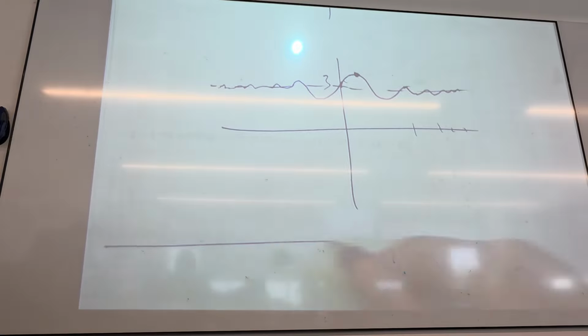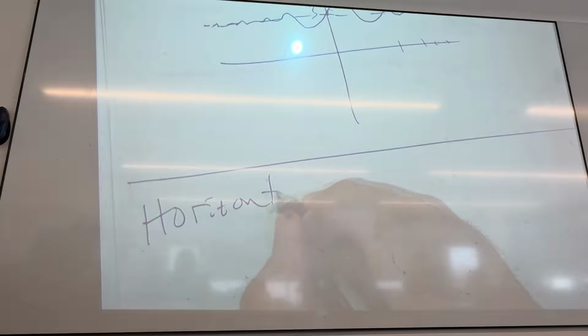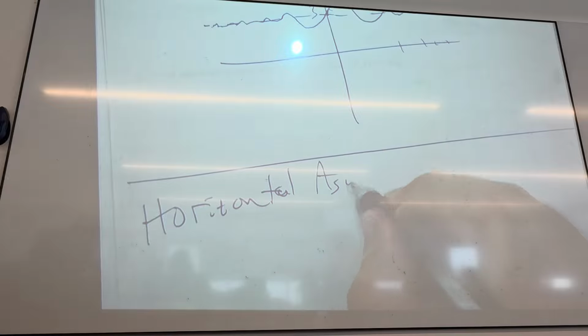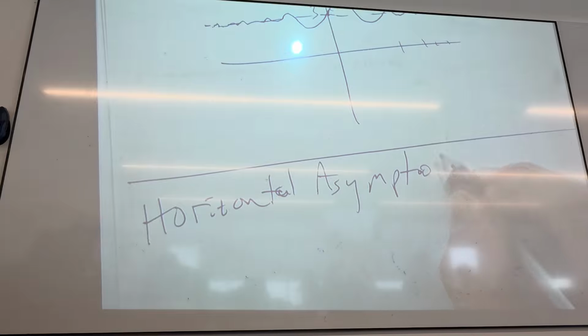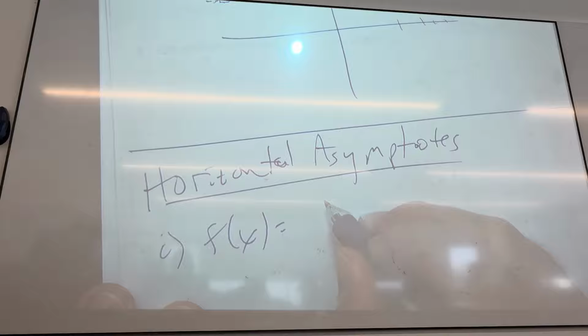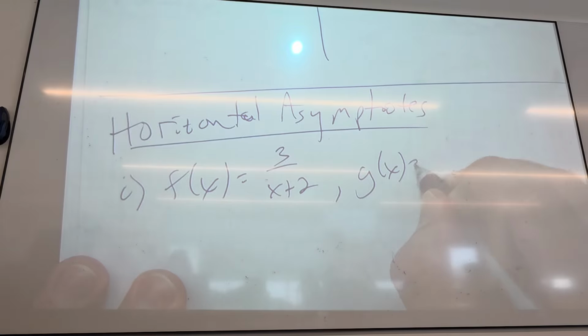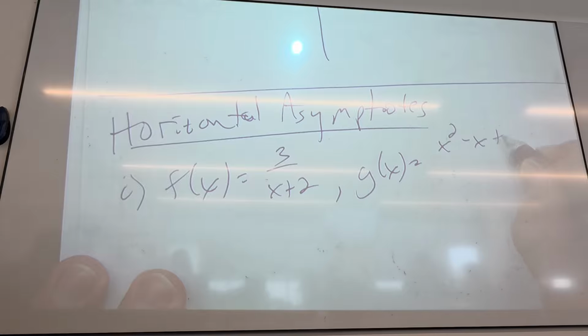Let's focus on horizontal asymptotes. One situation we've seen already. This one, another example of this is this one.